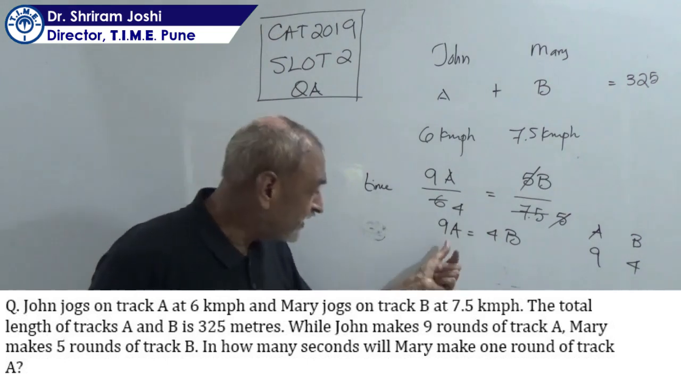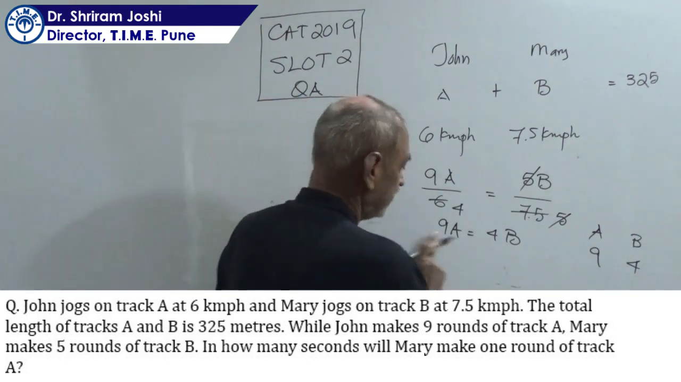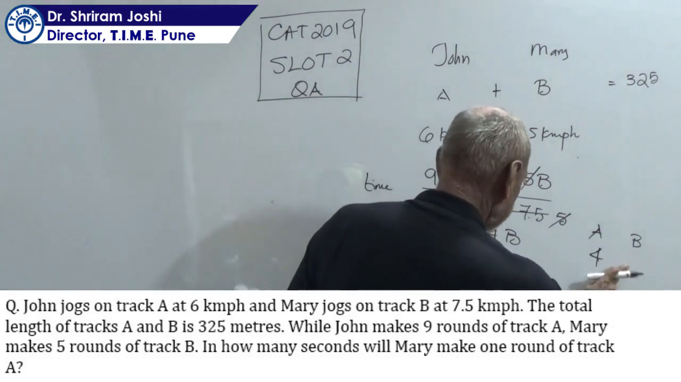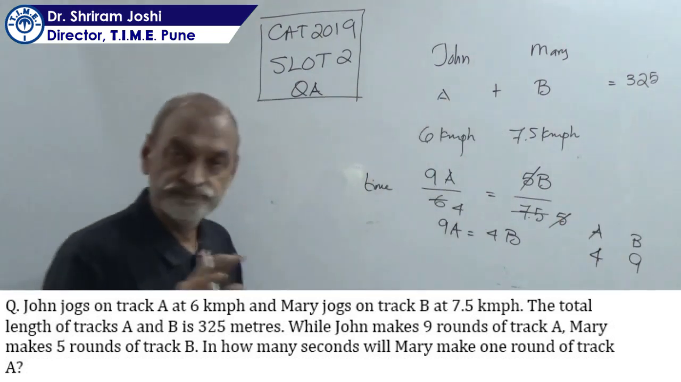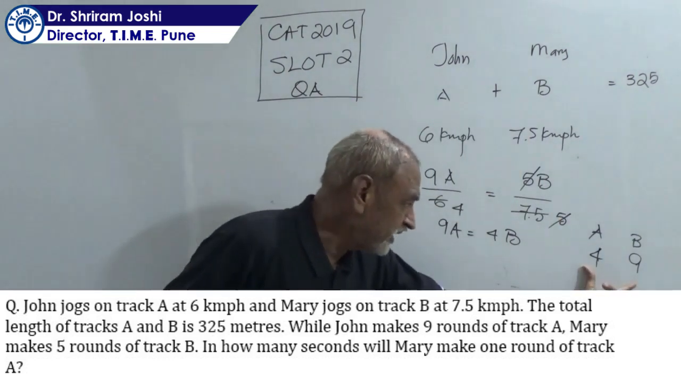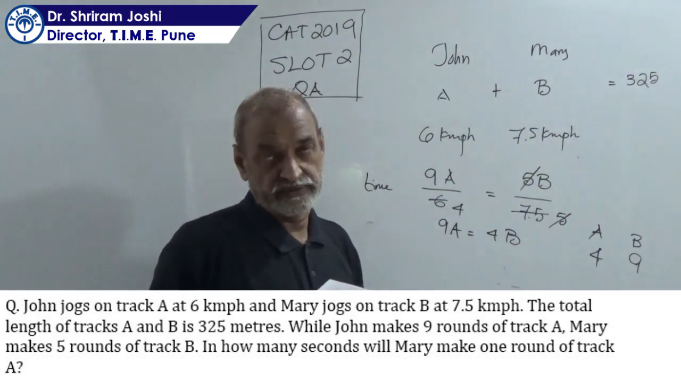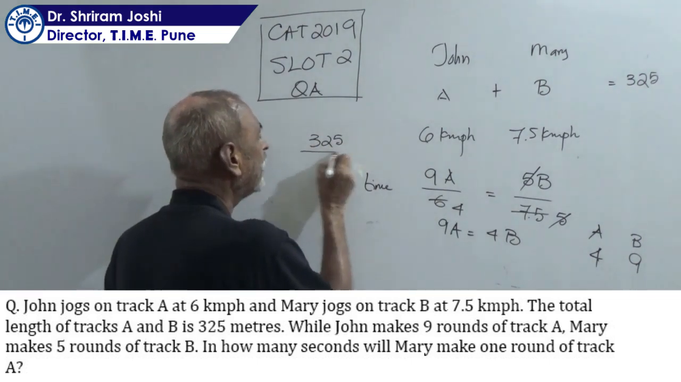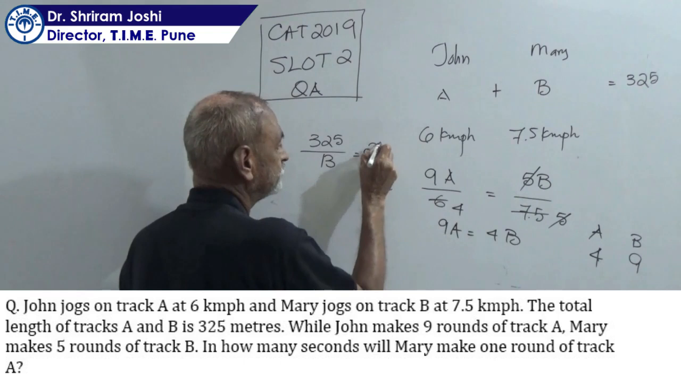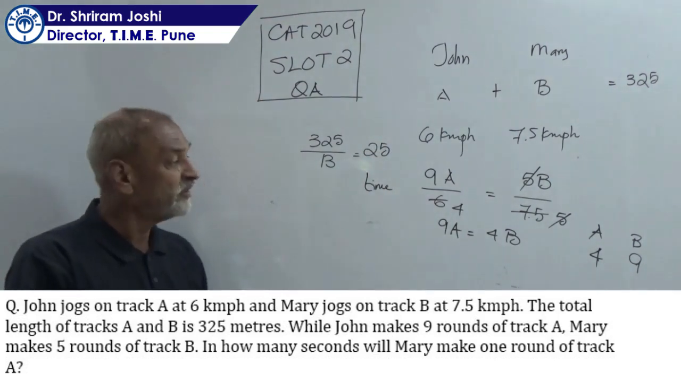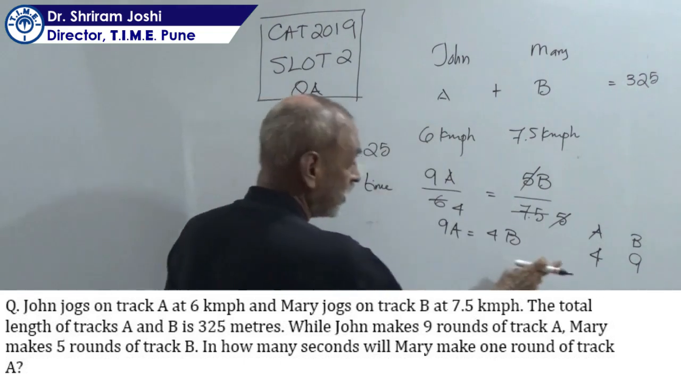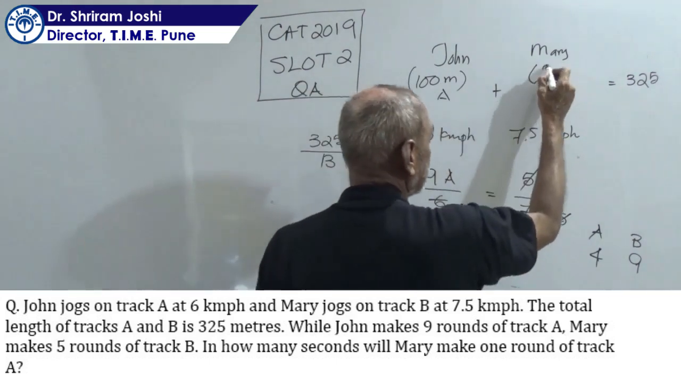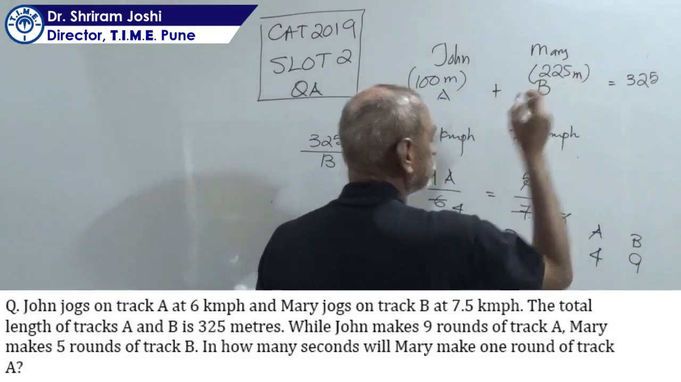Verify. If A is 4, B would be 9. Sorry about that. What's the total? 13. But what is the total? 325. Is 325 divisible by 13? Oh yeah. Exactly. It's equal to 25. Which means track A is 4 times 25, 100 meters. Track B is 225 meters.